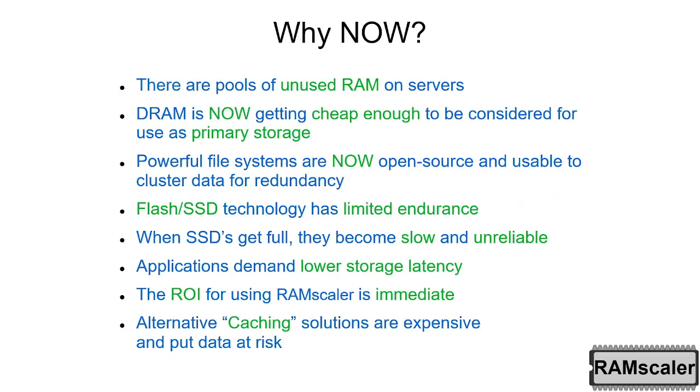So why is this important now? Well, there are large pools of unused RAM on these servers now. Servers in data centers are very powerful. They have loads of unused memory. Also, memory is getting cheap enough to be considered for primary storage. Memory is getting to a price point, especially when you apply compression, with storage capacities at a price point that organizations think is acceptable for use as primary storage, particularly for active data.